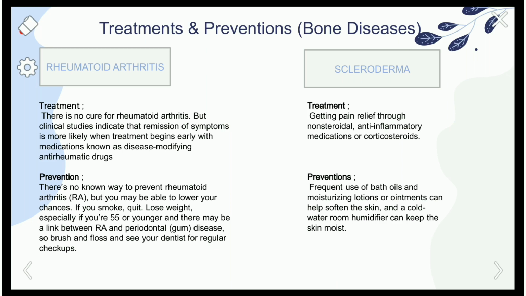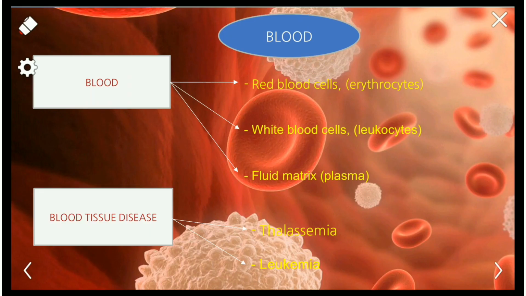If you smoke, quit. Lose weight, especially if you're 55 or younger, and there may be a link between RA and periodontal gum disease, so brush and floss and see your dentist for regular checkups. Scleroderma treatments. Getting pain relief through non-steroidal anti-inflammatory medications or corticosteroids. Preventions. Frequent use of bath oils and moisturizing lotions and/or ointments can help soften the skin, and a cold water room humidifier can keep the skin moist.